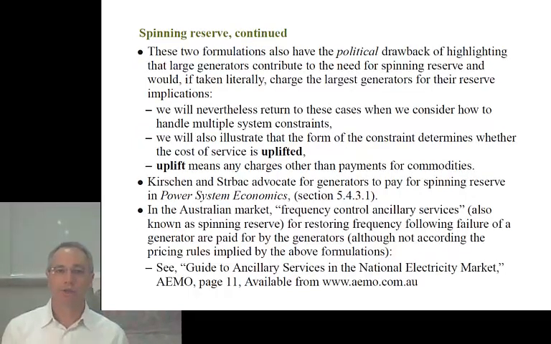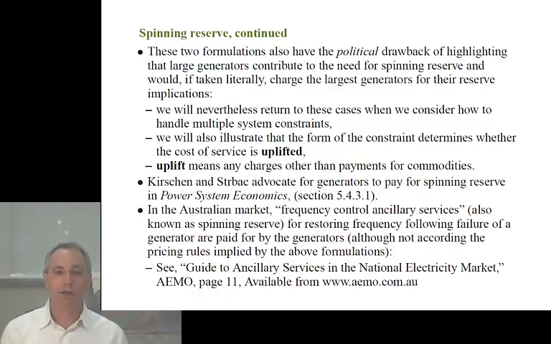The two formulations, besides having a lot of constraints, also have a particular political drawback of highlighting that large generators contribute to the need for spinning reserve. And we'll see if we take it literally that these constraints imply a charge on the largest generators for their reserve implications. In other words, they're getting paid for generation, but we'll see that they need to pay for the reserve requirements they create. We'll nevertheless return to these cases when we can consider how to consider multiple system constraints.